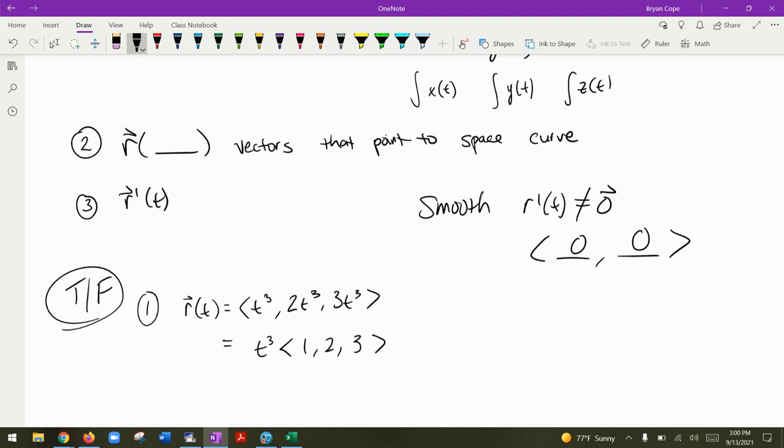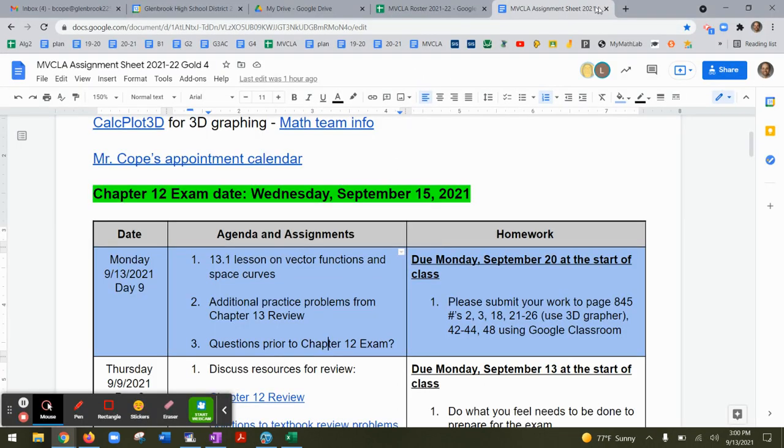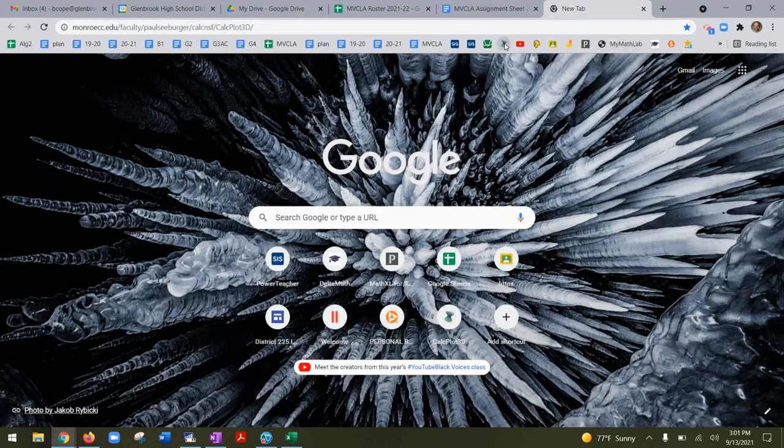So this vector function just represents all scalar multiples of 1, 2, 3, right? This is literally a line through the origin and the point 1, 2, 3. Isn't that tricky? So this is actually true. This is a line, okay? We can look at it on CalcPlot 3D, and it should show us the same thing.